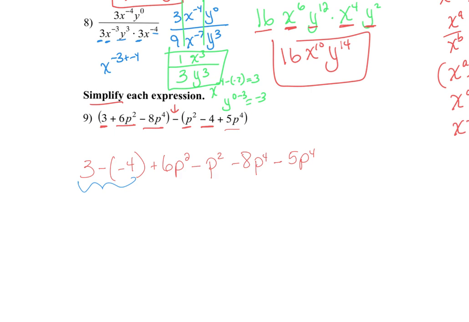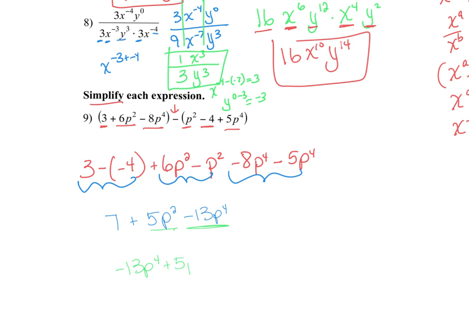3 minus a negative 4 is 7. 6 minus 1 is 5. And then negative 8 minus 5 is negative 13. And remember, standard form does highest exponent to lowest exponent, and then to our constant.